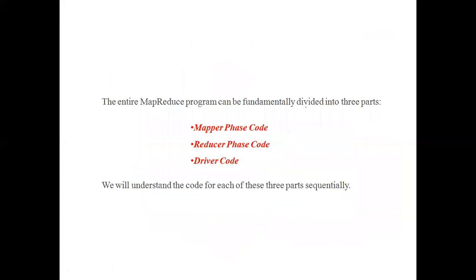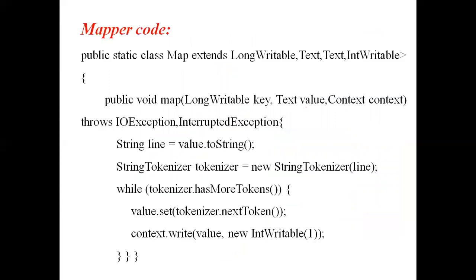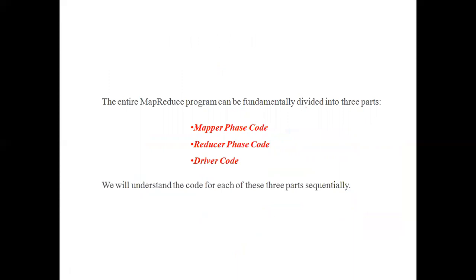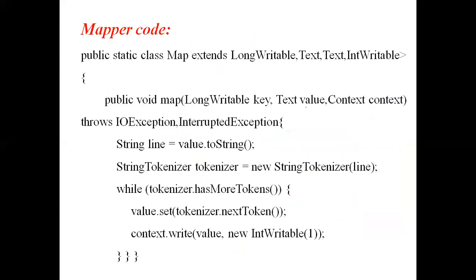Already we know, the map reduce program will contain mapper phase, reducer phase, and driver code. Mapper phase code, that is nothing but mapper class. Reducer phase code, nothing but reducer class, and driver code. These three are the main classes or main parts of the map reduce program. Mapper code, we are writing the code for the mapper.